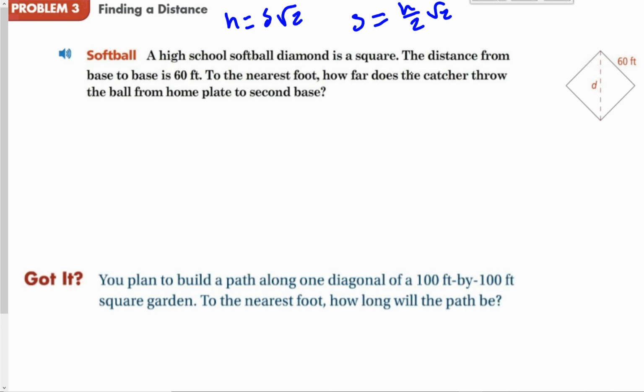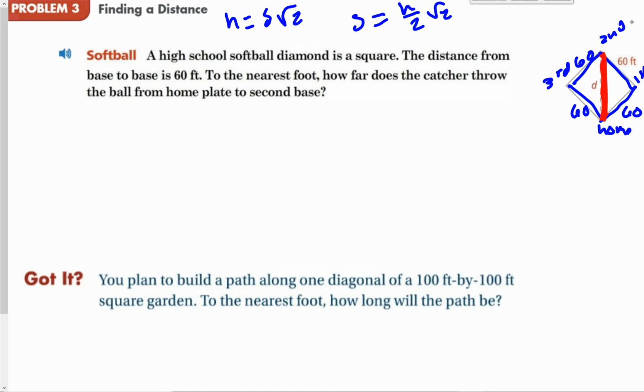A high school softball diamond is a square, so draw a square if you don't have one. The distance from base to base is 60, so that's 60 here, 60 here, 60 here, and 60 here. This would be home, and this would be first, second, third. To the nearest foot, how far does the catcher have to throw the ball from home to second? So D is this.